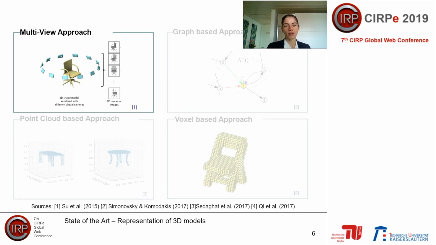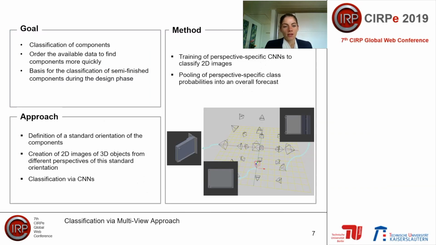So what we did now in our approach, we used some adapted variant of the multi-view approach of Su et al. So what is the goal? Of course, we try to classify components, and the aim is to order the available data to find components more quickly in the existing database. And the classification is also the basis for the classification we want to do with semi-finished components during the design phase.